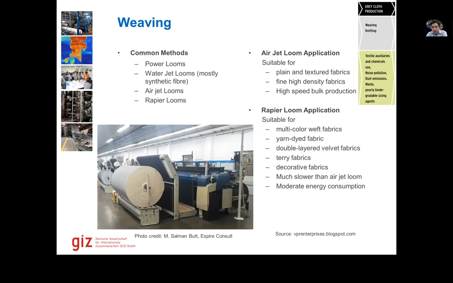So air jet looms are usually suitable for plain and textured fabrics, fine and high density fabric, as well as high speed bulk production. Rapier looms, we can have multicolor weft as well here. Then we can use dyed yarn here as well to produce fabric. I mean, dyed yarn can also be used in air jet looms, by the way, but it is more recommended to use rapier looms. Then we can have double layered velvet fabrics, terry fabrics, decorated fabrics. These are slower than air jet looms, but the energy consumption is also moderate.